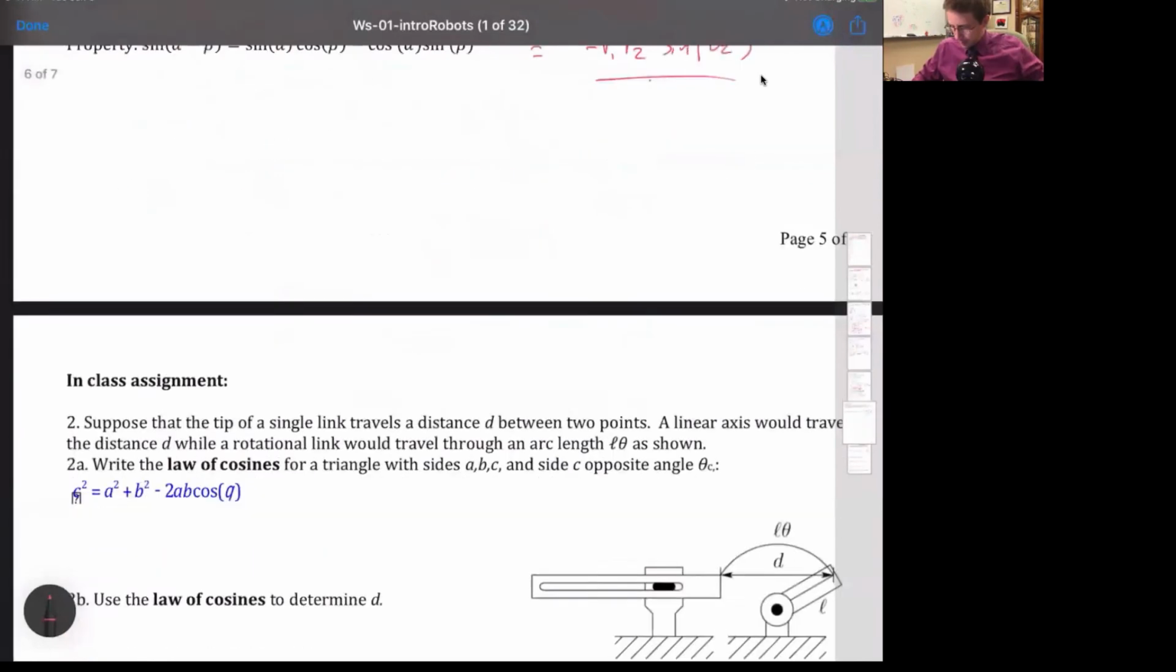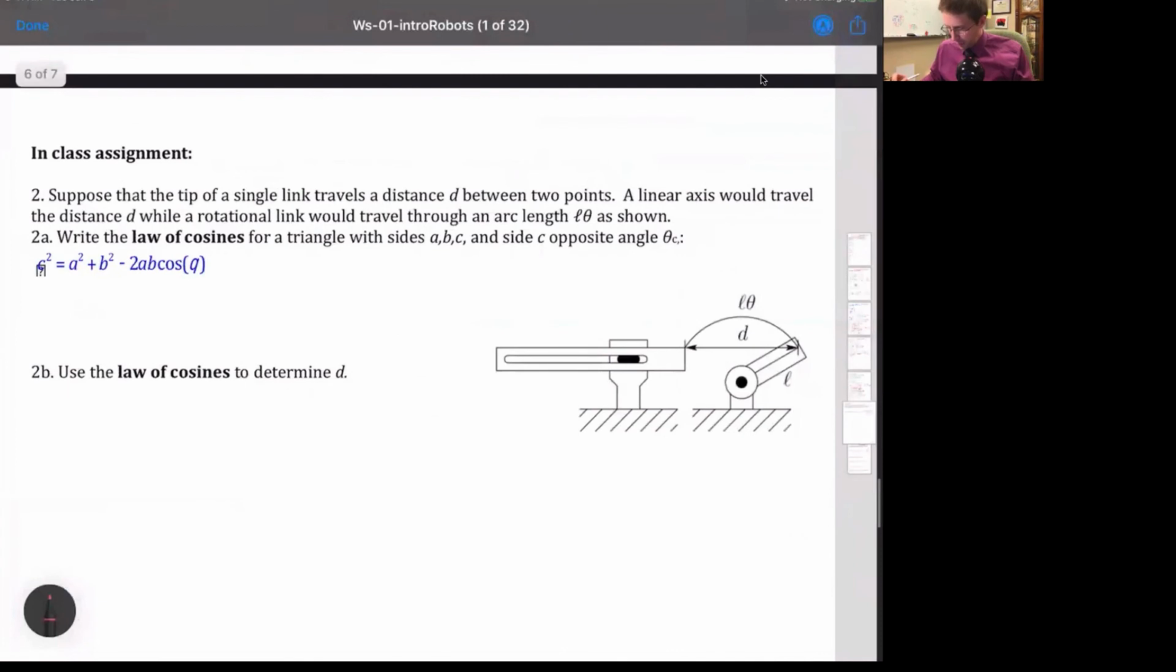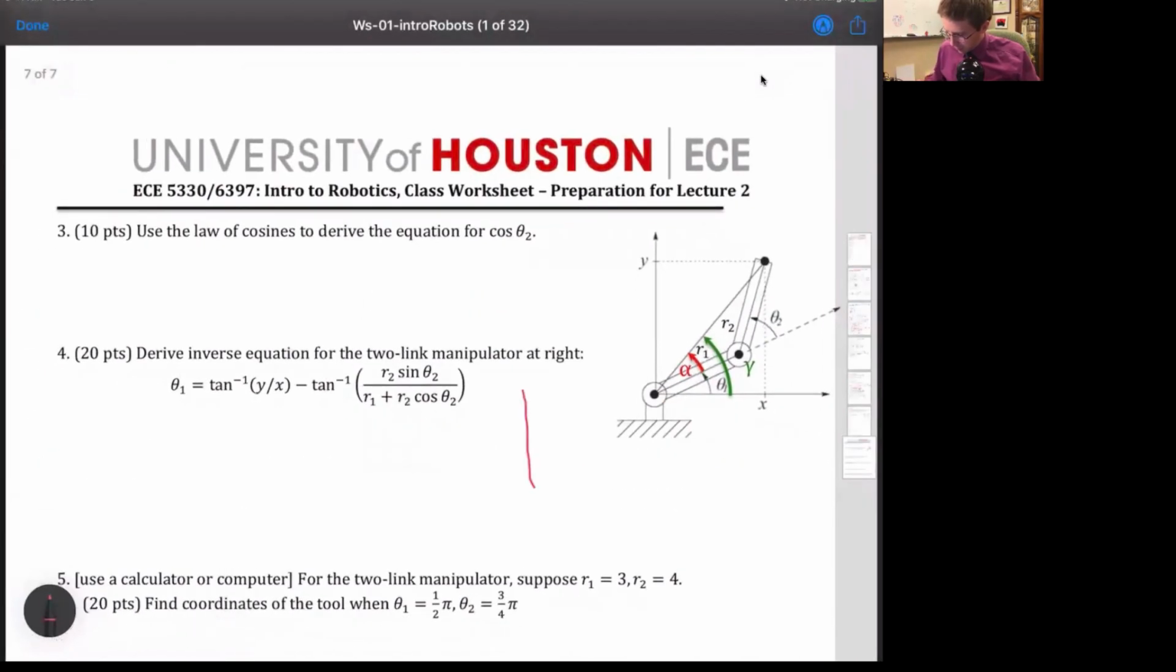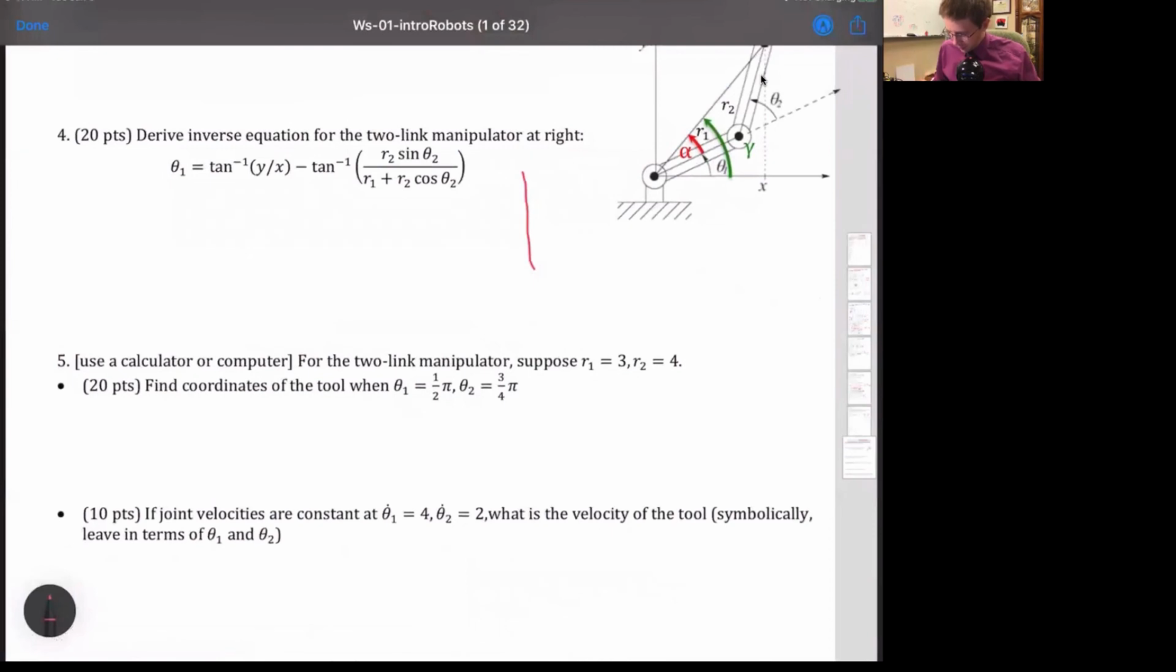Whew, we made it. So for in-class assignment, we're going to solve out what this D value is using the law of cosines. And then you've got a homework assignment where you're going to work on doing theta 1 and then solve these other coordinates out.